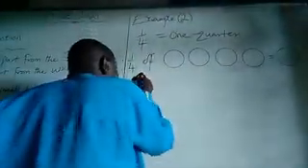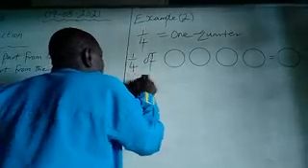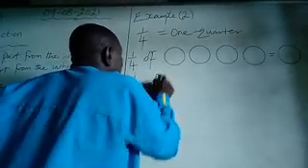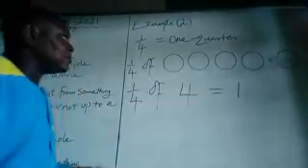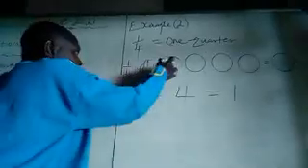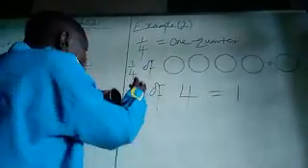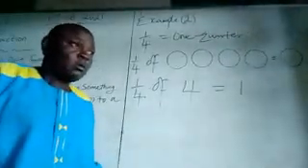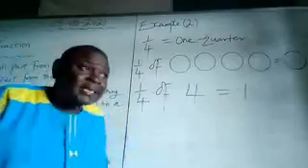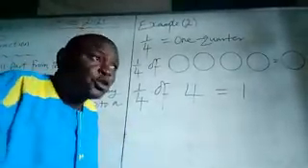Okay? That is to say, 1/4 of four equals one. I'm still saying the same thing. 1/4 of four equals one. 1/4 of 8 equals 2.